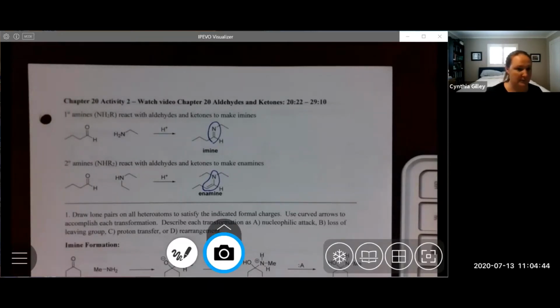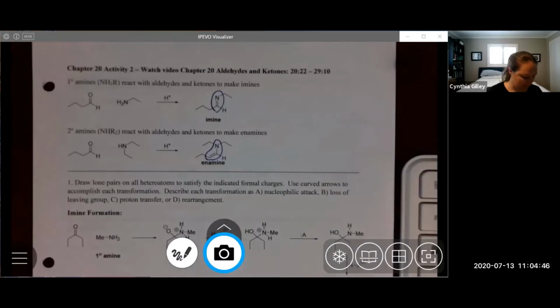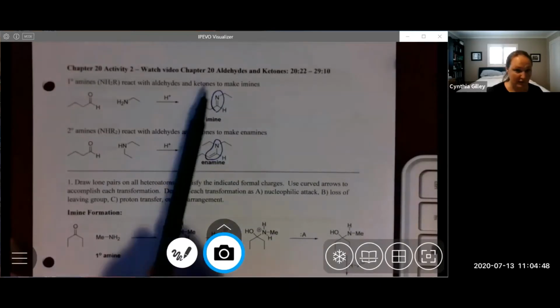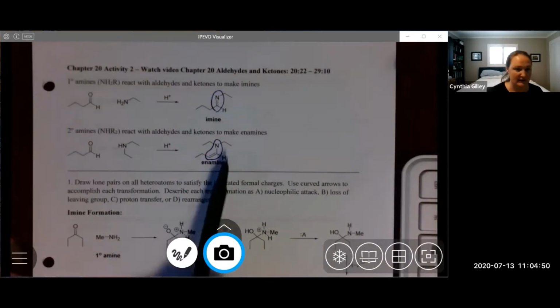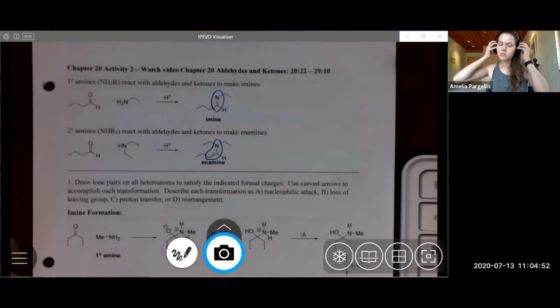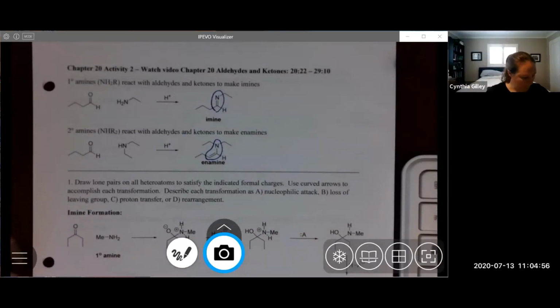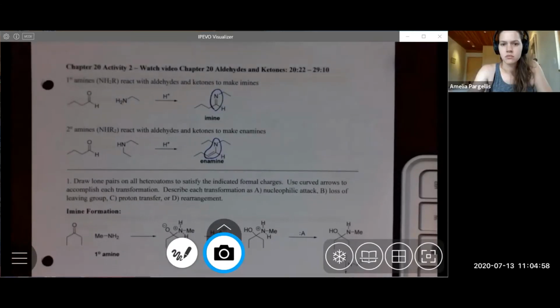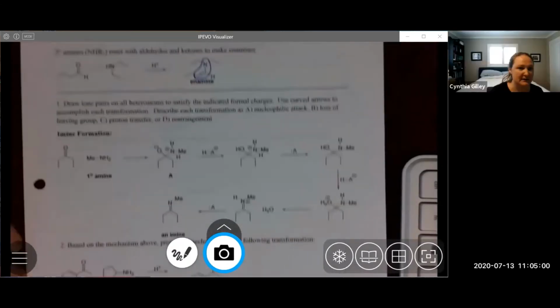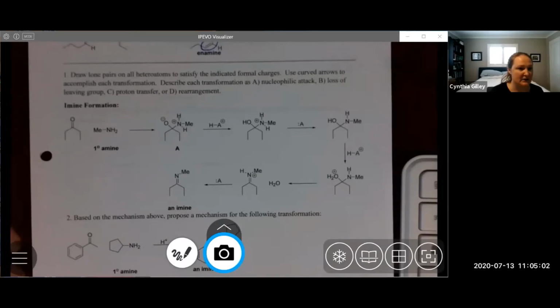So we were just talking, Victoria, about looking for imines and enamines, right? And the difference. I kind of circled the functional group there. Okay. So we're going to start on the mechanism. And it asks us to draw all lone pairs to satisfy indicated formal charges, use curved arrows, and describe the steps as a nucleophilic attack, etc.